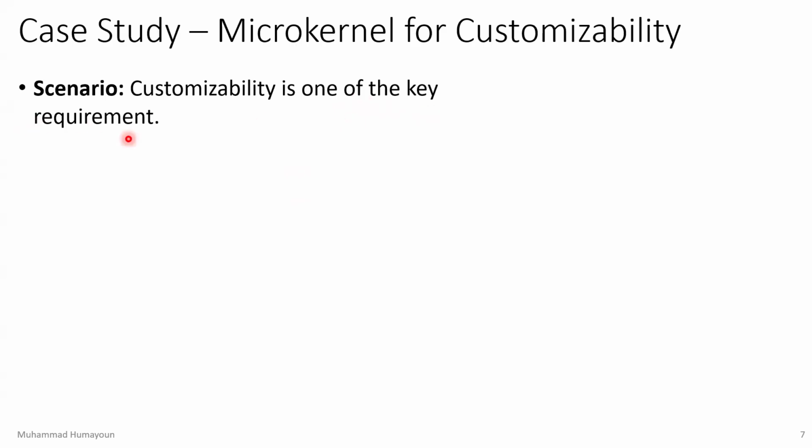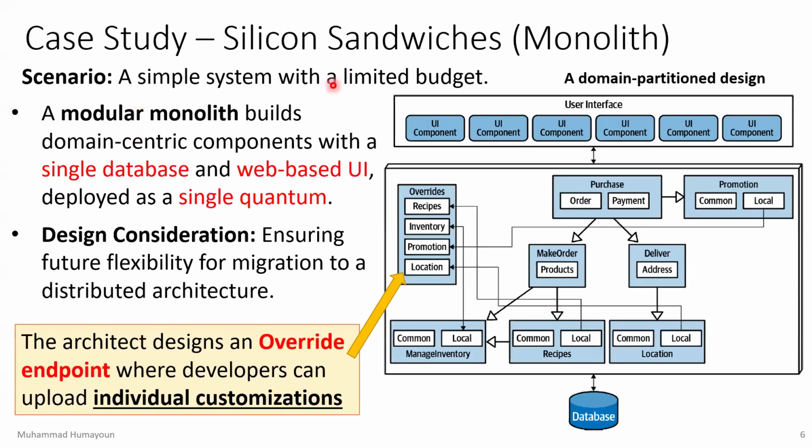So the scenario we were looking at was simplicity and limited budget. That forces us to go for a monolith domain partition design. Why do we go for domain partition design? So that when we have a lot of budget later on, we can move to microservices architecture easily.